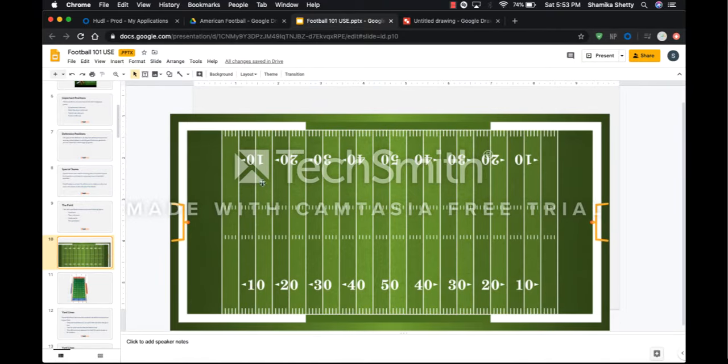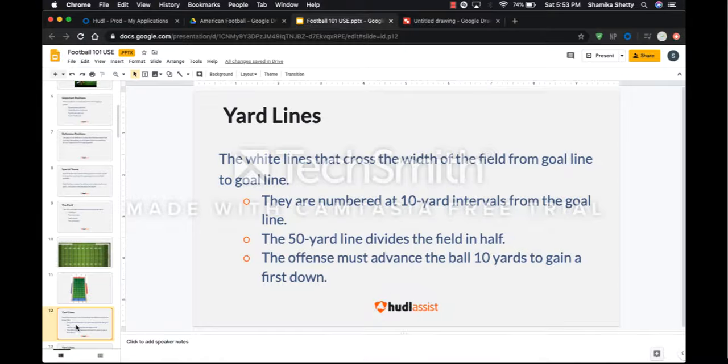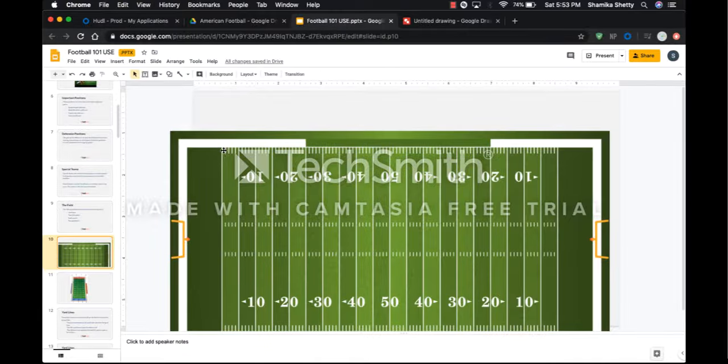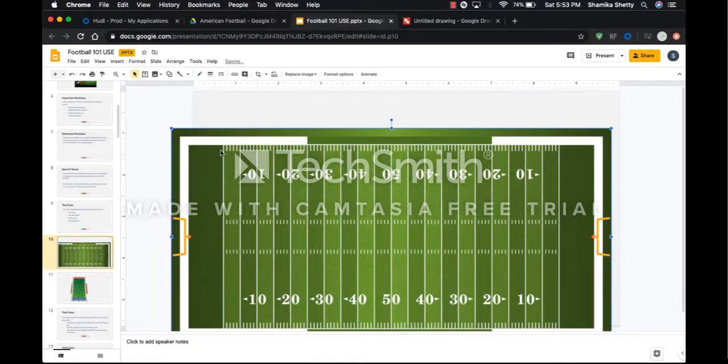So the lines that you see between your 10, 20, 30, 40, these are the yard lines. They are numbered at 10-yard intervals from the goal line. This is the goal line right here. So this is 10 yards. This is another 10 yards. That's 20. This is another 10 yards. That is 30.